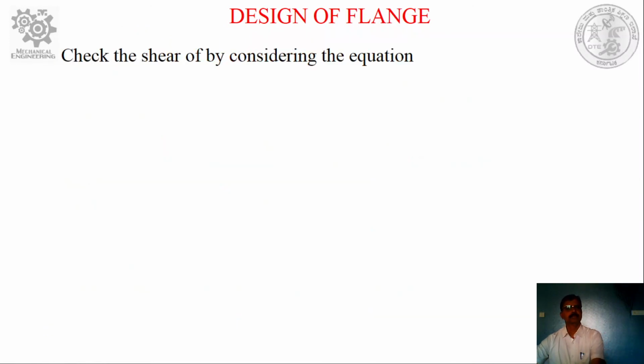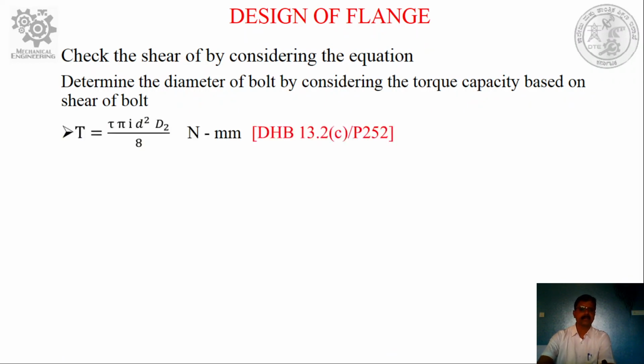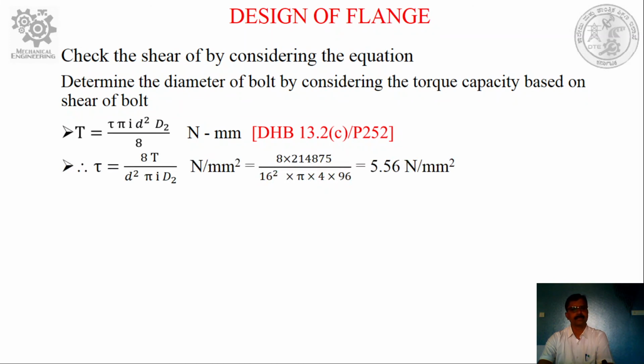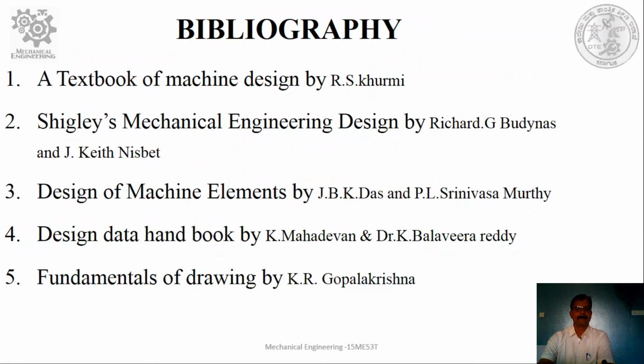Now check the shear of the bolt by considering the equation. Determine the diameter of the bolt by considering the torque capacity based on the shear of the bolt. And here we are going to check the induced shear stress in the bolt material. The induced shear stress in the bolt material is 5.56, and since the induced shear stress is less than the permissible shear stress in the bolt, therefore the design of the bolt is safe under the given condition. Now thank you, that's all.